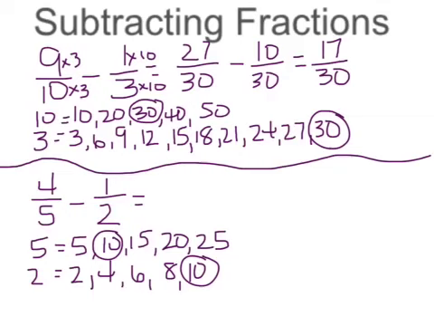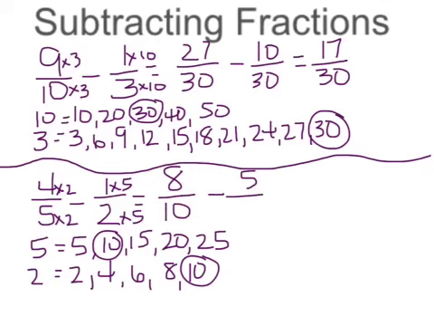What do I need to do to make 5 into 10? I'm going to multiply it by 2, which means I also have to multiply 4 times 2 as well. What do I have to do to make 2 into 10? I have to multiply it by 5, which means I also have to multiply 1 by 5. My 2 new fractions are going to be 8/10 minus 5/10. 8 minus 5 is 3, and 10 is the denominator that stays the same.